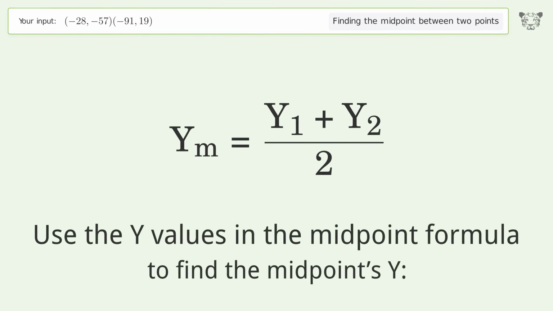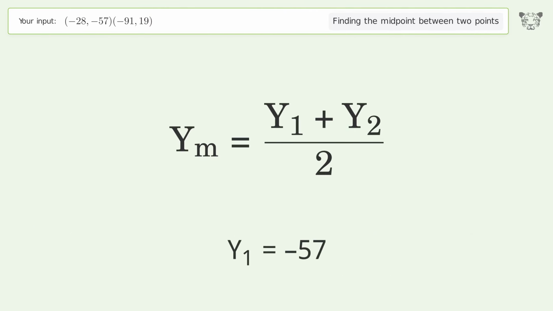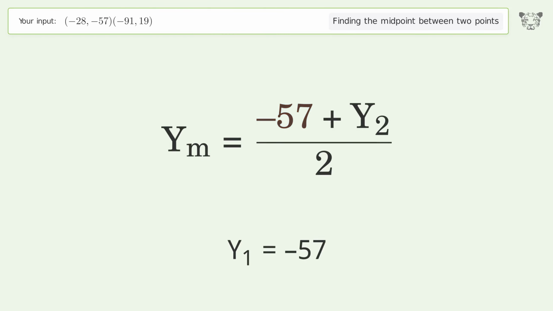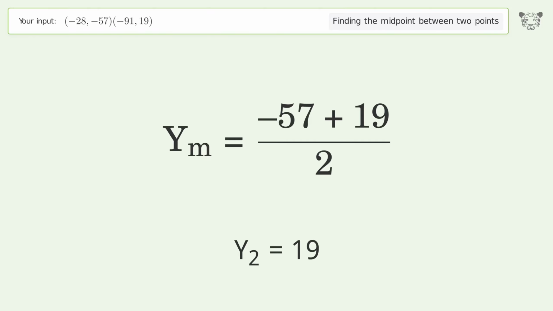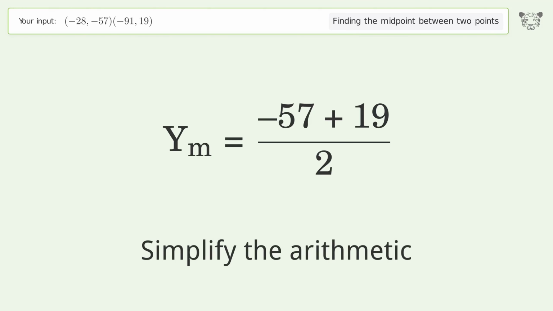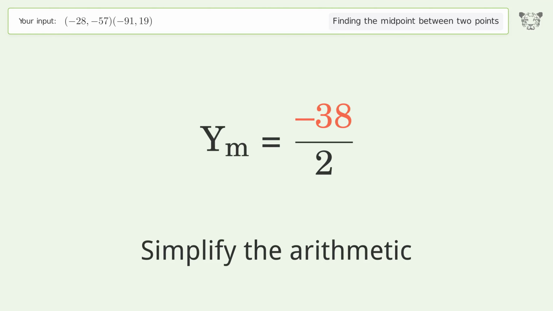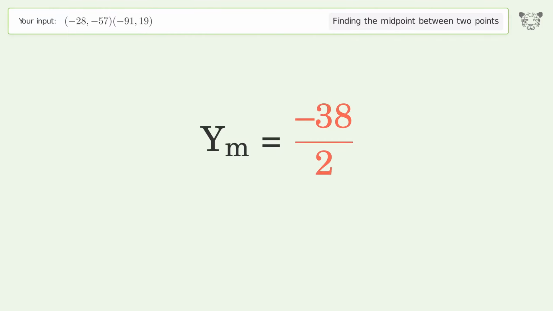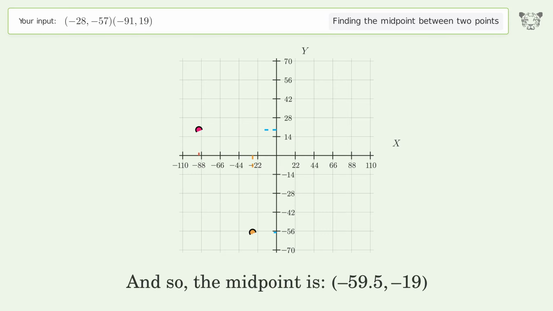Use the y values in the midpoint formula to find the midpoint's y. y1 equals negative 57. y2 equals 19. Simplify the arithmetic. And so, the midpoint is negative 59.5, negative 19.